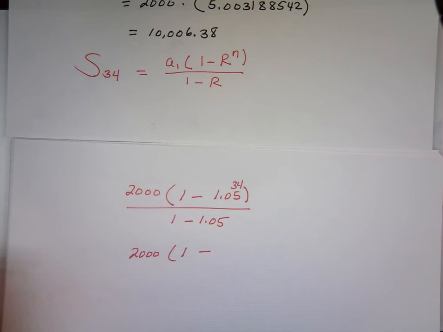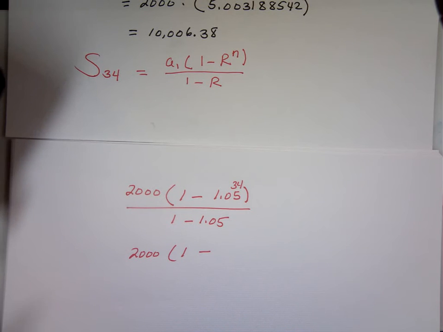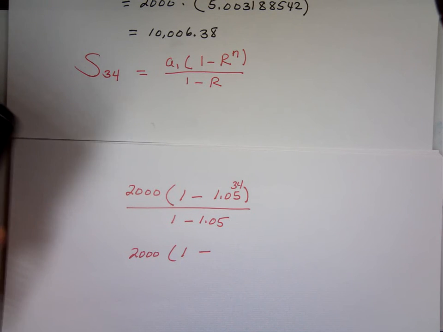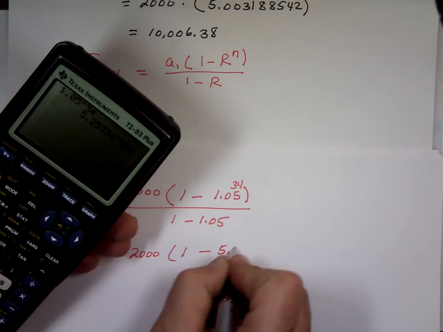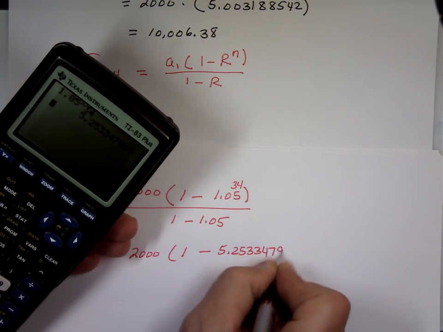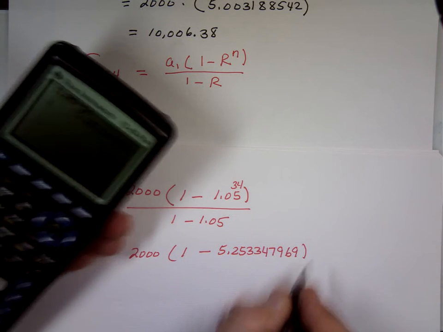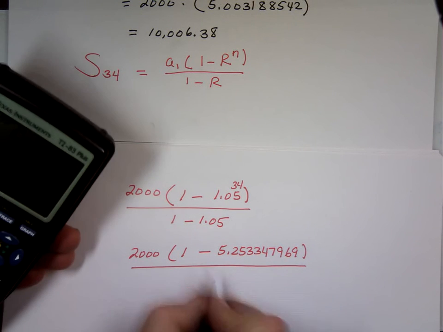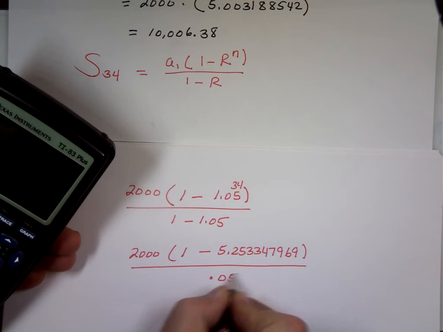Let's do 1.05 to the power of 34. 5.253347969 divided by 0.05 with the negative sign.